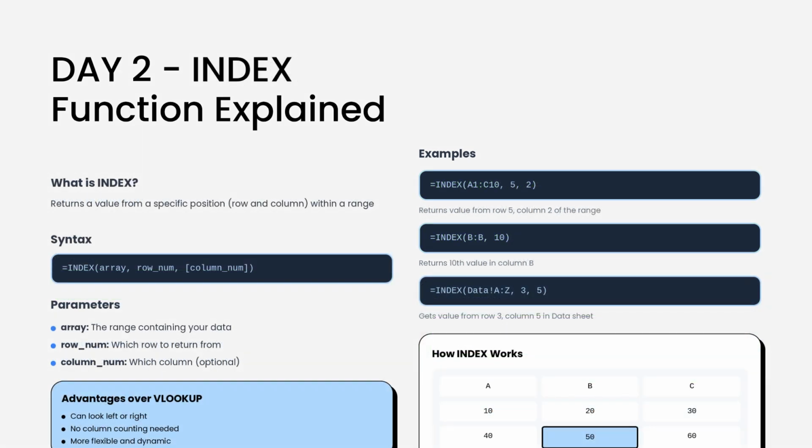Index function. Index returns the actual value located at a specific row and column inside a range. Unlike VLOOKUP, index can look left or right, making it more flexible. It's also more durable because it doesn't break when columns move.